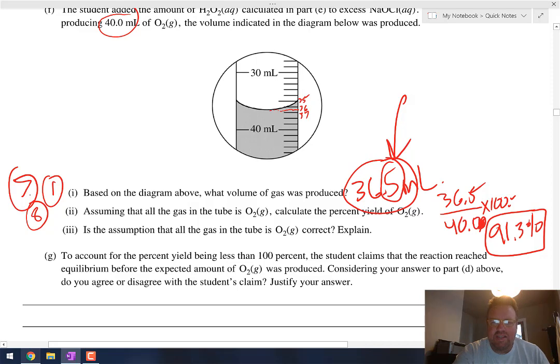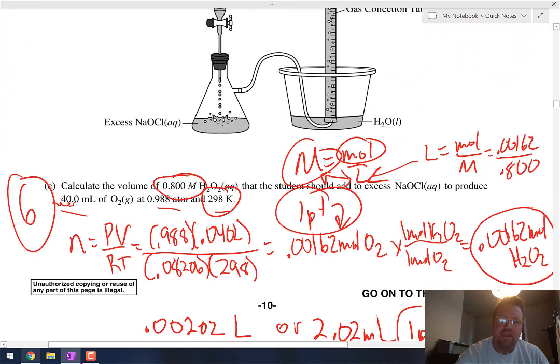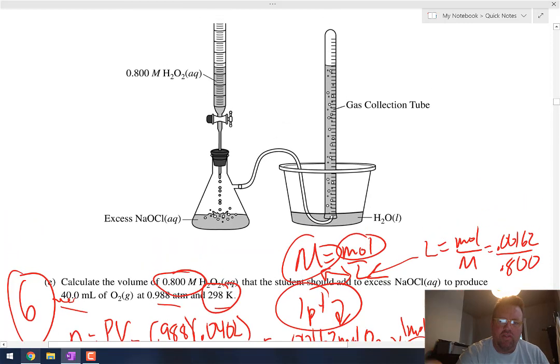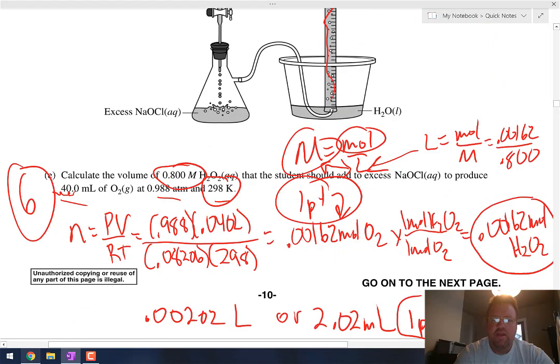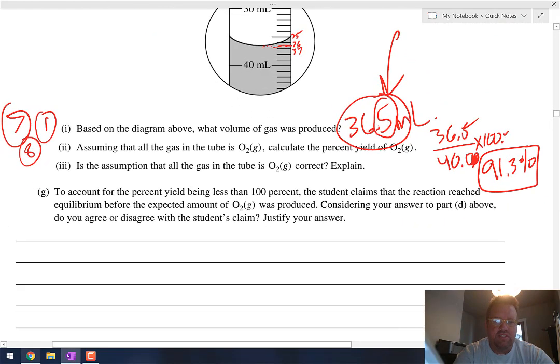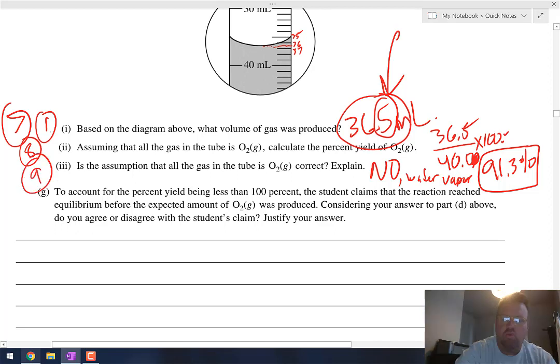Is the assumption that all the gas in the tube is oxygen correct? Well, you're collecting a gas over water. And anytime you collect a gas over water, you've got all this water in this tube. Some of this water is going to evaporate and turn into a gas. That's why anytime you collect a gas over water, the total pressure is equal to the pressure of whatever that gas is, plus the pressure of the water vapor. So there's going to be some water vapor in there as well. So the correct answer is, is the assumption that all of the gas in the tube is oxygen correct? No, it is not. Explain. Because water will also turn into a vapor, and some of that gas will be water vapor. Okay, so 1 point there. We're up to 9. Okay, and then part G.